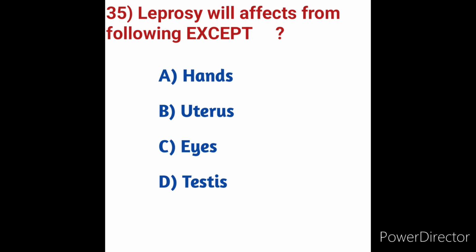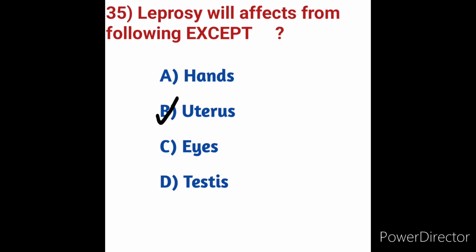The male external genitalia were considered immune to the occurrence of leprosy lesions in spite of the lower temperature of the scrotum and testes, which favors the growth of Mycobacterium leprae. So here in these options, leprosy will not affect the following: Option B, uterus, is the correct answer here.